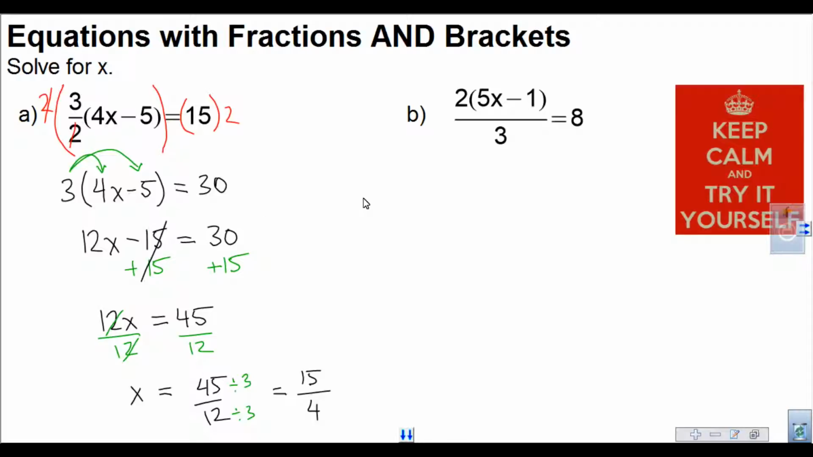Okay, so anyway, give it a shot, pause the video, and then press play when you're ready to check your work. Good luck. All right, let's use blue.